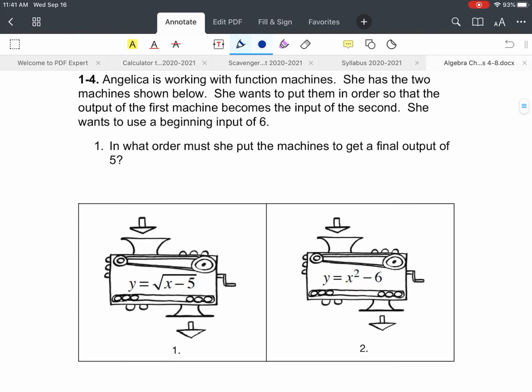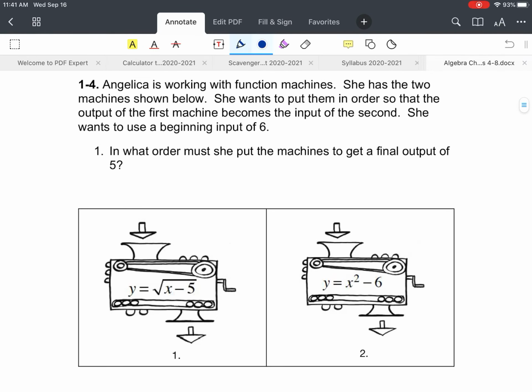She has the 2 machines shown below. She wants to put them in order so that the output of the first machine, so we're talking about the output, and we are going to go through this in the lesson, but the output is always your Y value. We're going to go over this in the lesson in just a second. She wants to put them in order so that the output of the first machine becomes the input of the second. Input is always your X value. We're going to go through this in detail in just a minute.